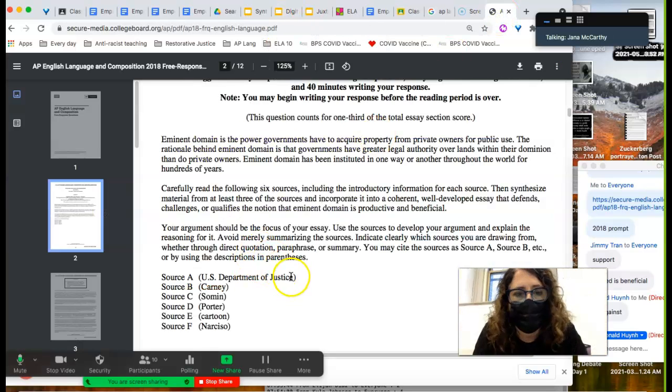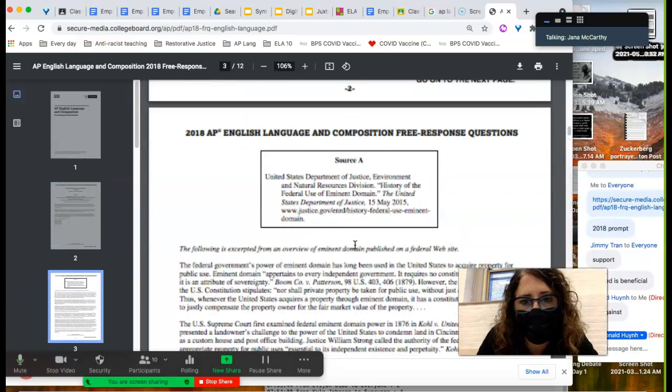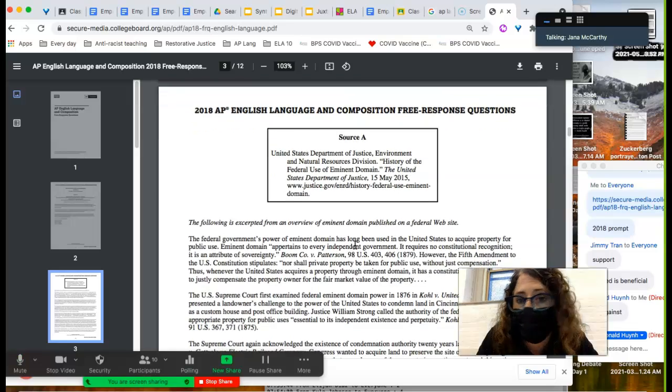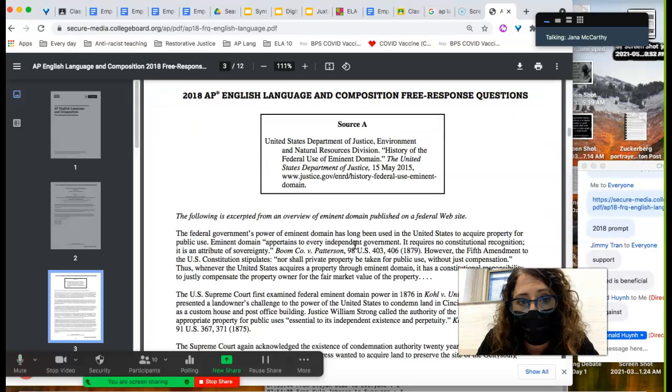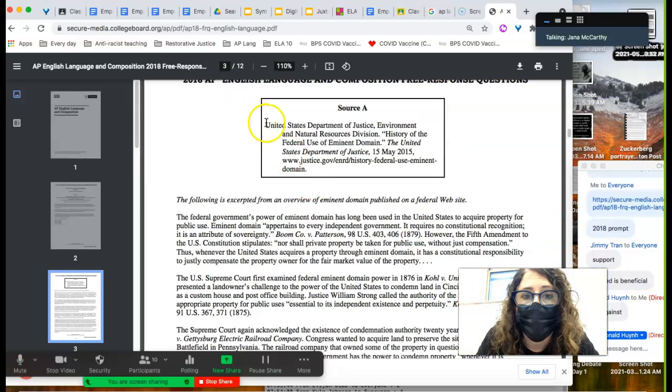Quickly, I'm going to go into this. You're done with the prompt. I'm going to look right at source A. If I believe eminent domain is harmful, I want to find sources that are on my side. The first way I'm going to do that, I'm not reading. Again, I'm going to look at this.